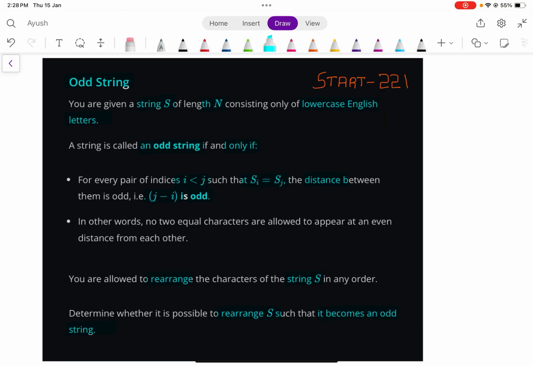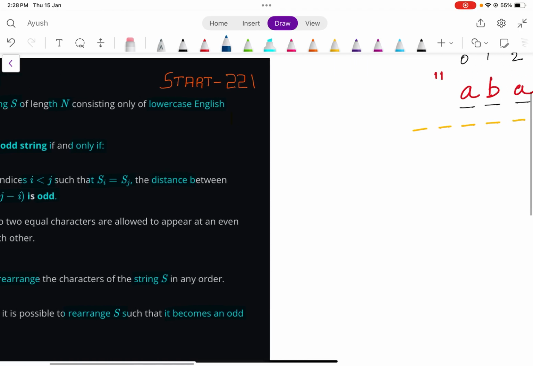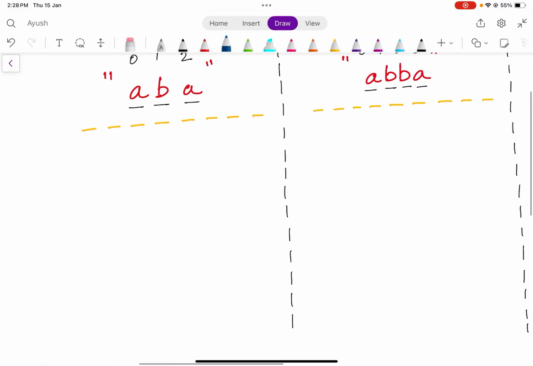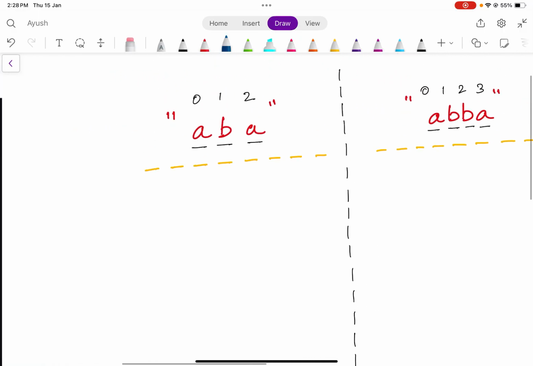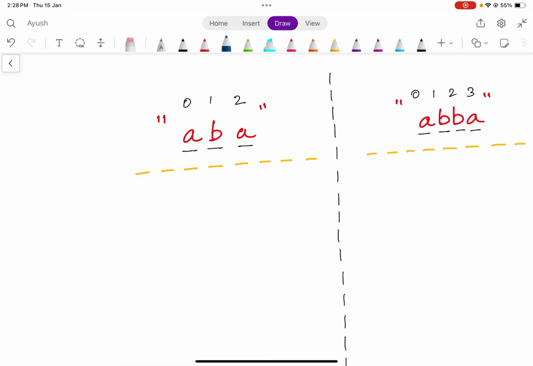We'll go through some sample test cases first. Here we can see the first test case, which is A, B and A. The equal characters in this are the two A's, and there are no other equal characters. B is directly considered as an odd string because it has no equal characters, so we won't bother about it. The only thing we need to bother about is places where characters are equal.